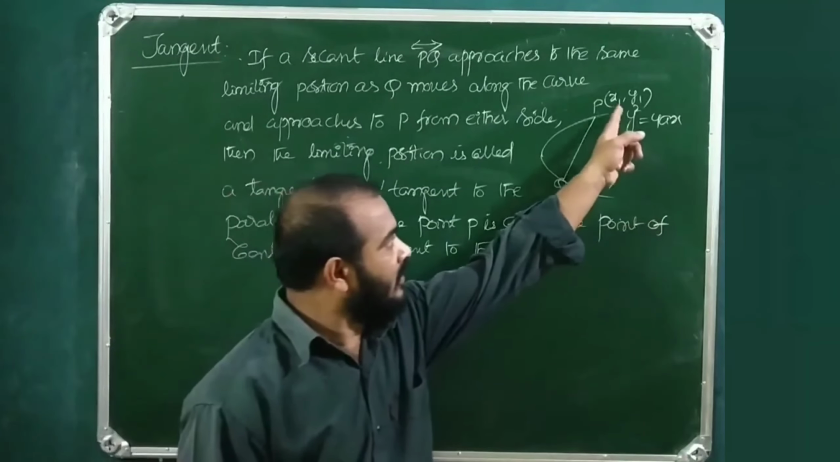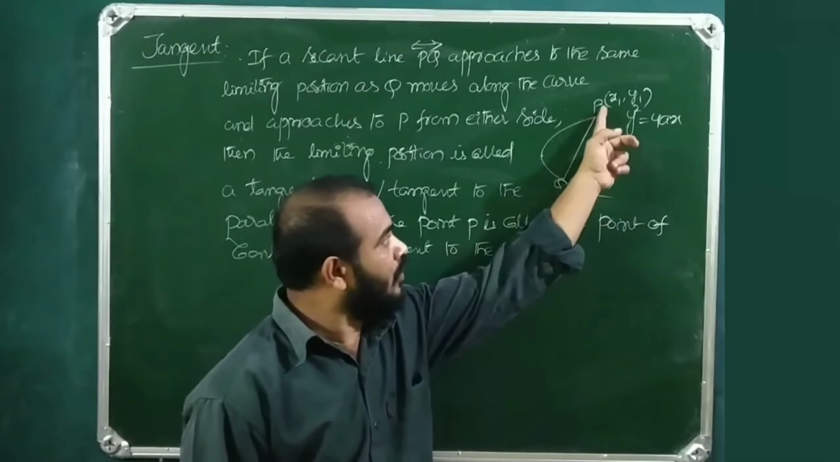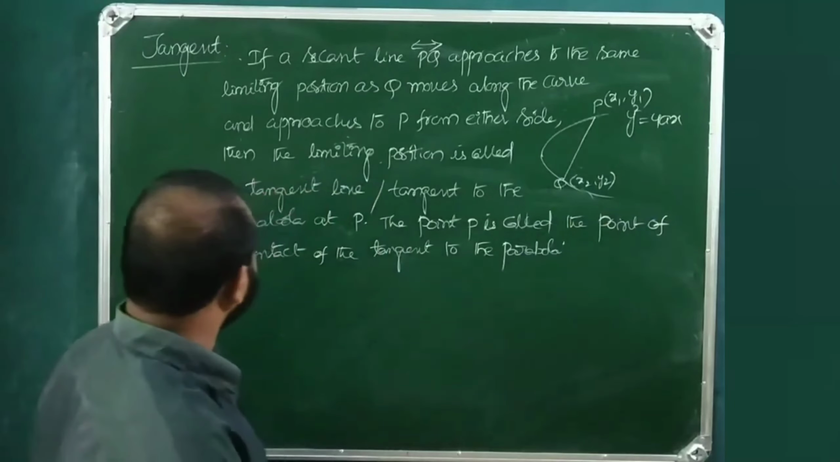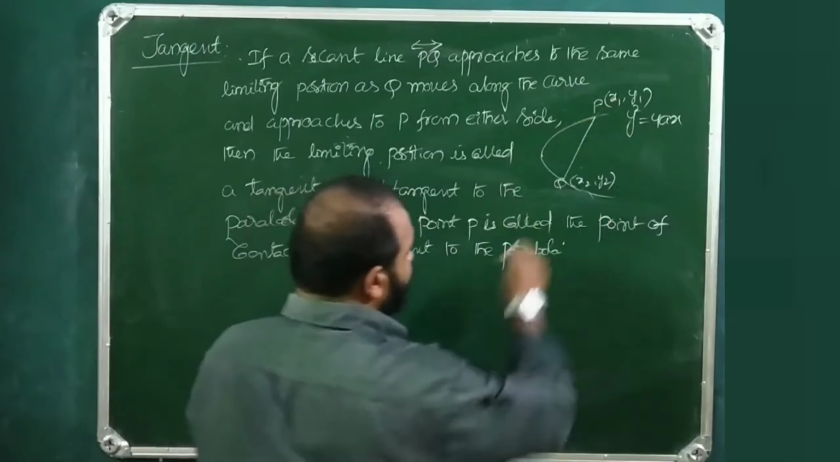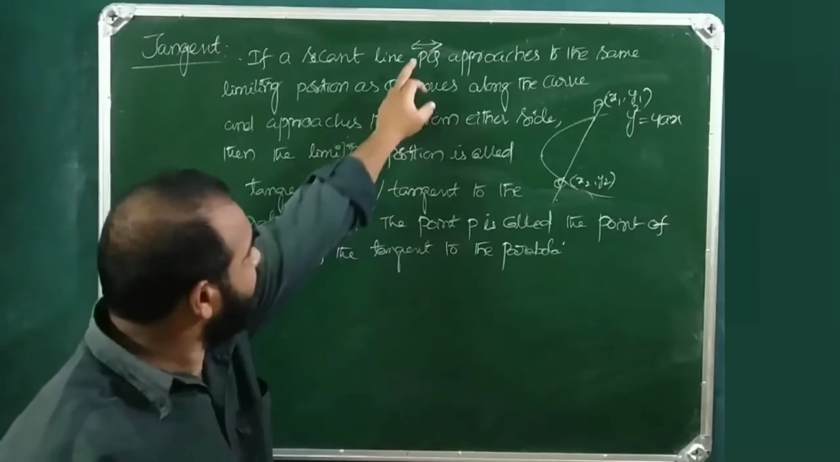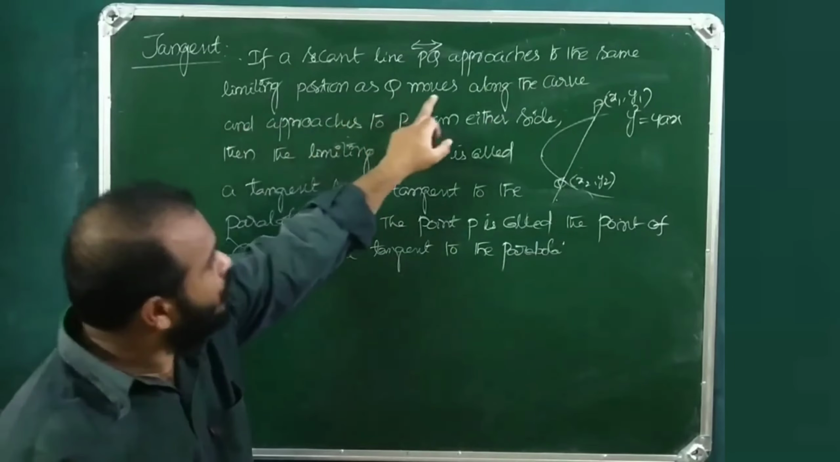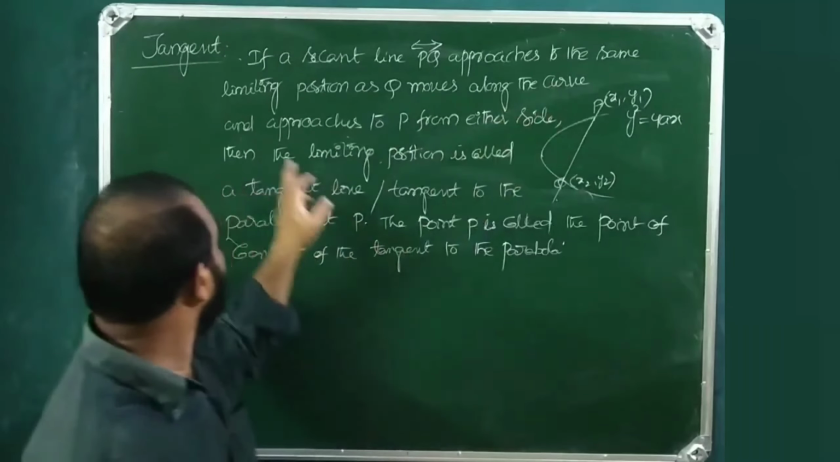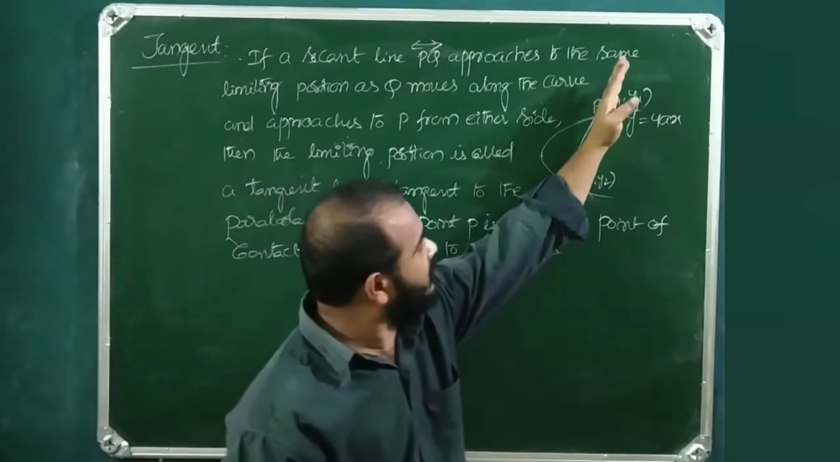So earlier, this PQ is a chord. Now, this PQ is a secant line, right? The infinite line. This secant line PQ approaches the same limiting position as Q moves along the curve and approaches P from either side. So this is the chord.